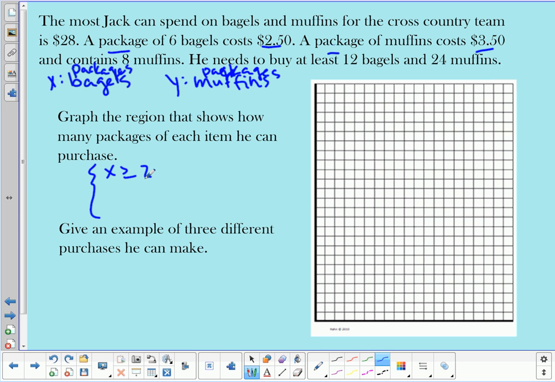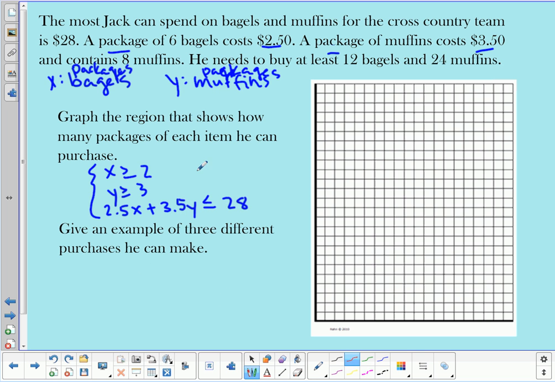For the muffins, he needs 24. A package contains 8. That means he needs to have at least 3 packages. The last inequality is where I have to put the money together. So I'm going to take what's being charged for X, that's $2.50, so 2.5X, plus the 3.5 for Y, and that has to be less than or equal to the $28 that he has to spend. Now, those are my inequalities that I'm going to throw on the coordinate plane.